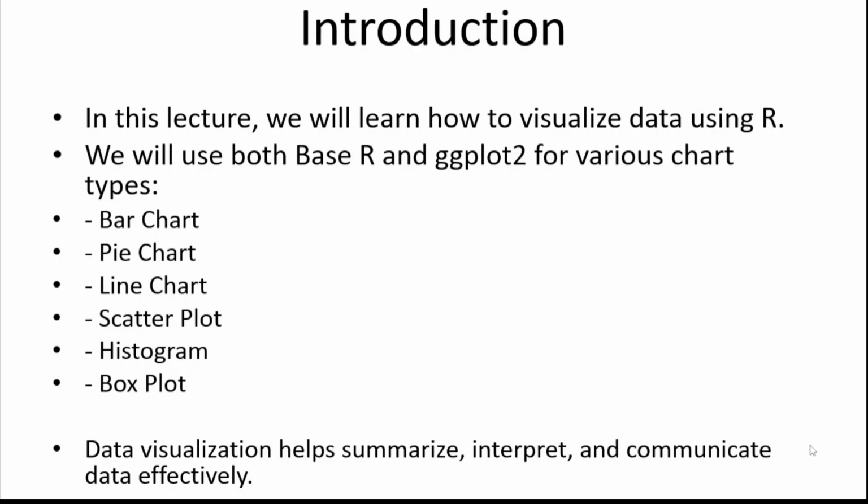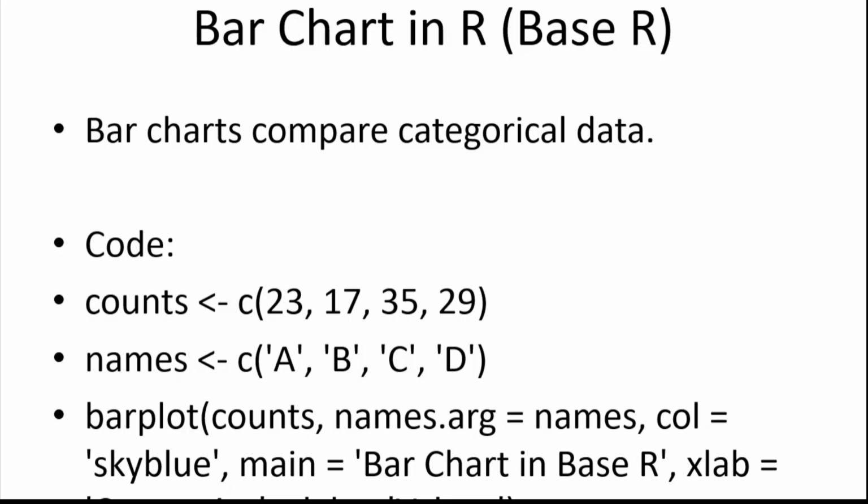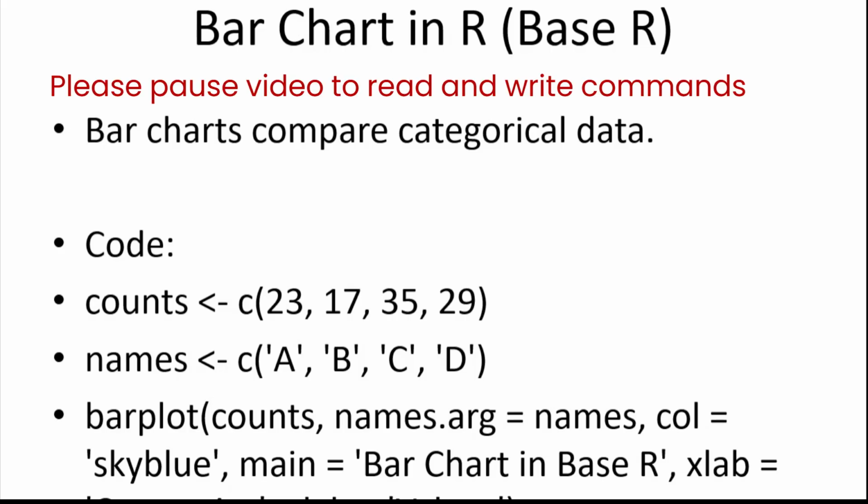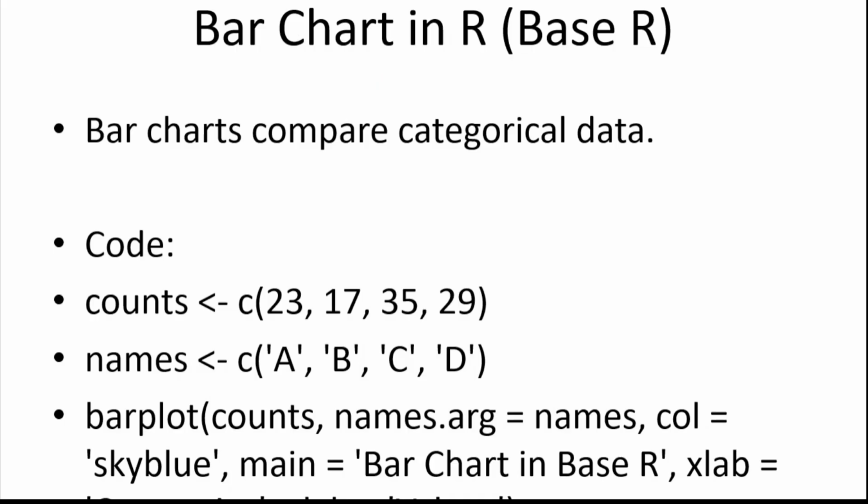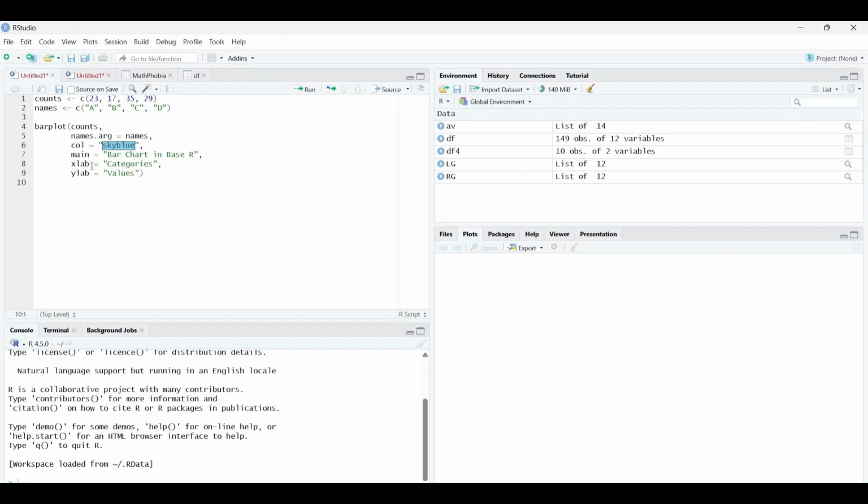Let's begin with the first visualization, the bar chart. Bar chart in base R. Let's begin with a simple bar chart in base R. Here, we first create two vectors, one for counts and another for category names. The barplot function is used to plot the data. Notice the arguments.